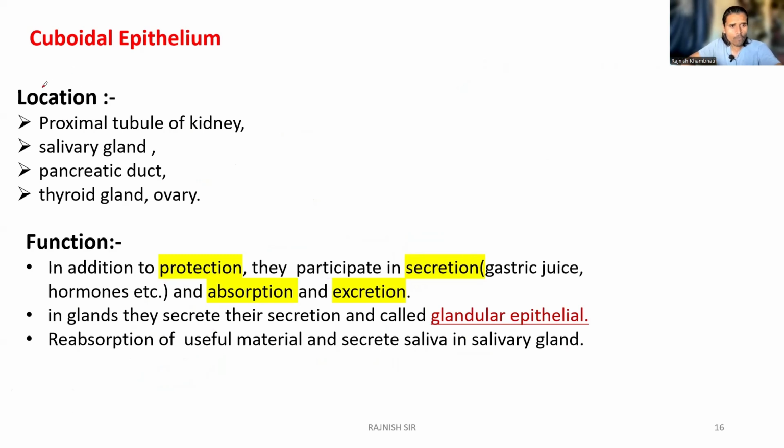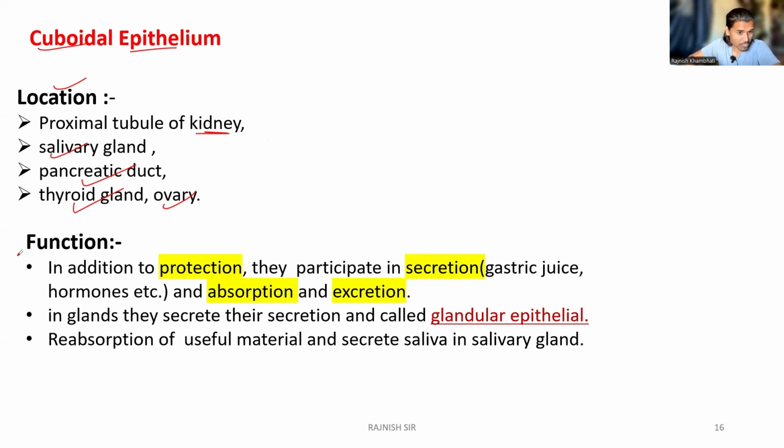Now, what is the location of cuboidal epithelial tissue? Their location is the proximal tubules of the kidney. You can find them in the PCT of the kidney, meaning inside the kidney tubules. Then in the salivary gland, the pancreatic duct, the thyroid gland and the ovary. These are the places in the human body where you can find cuboidal epithelial tissue.